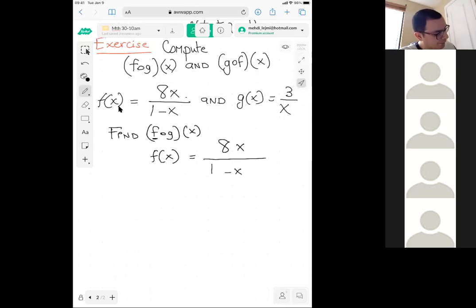Right now, I want to compute f composed with g, which is, by definition, f of g of x. So instead of x, we're going to have g of x. So here's an x in here, an x in here, and all I have to do is to replace your x by g of x. So that will be 8.